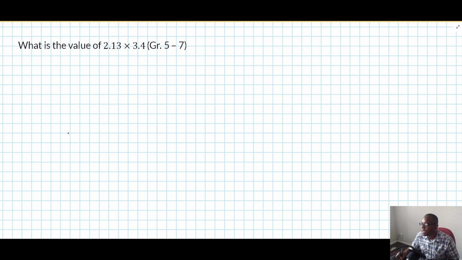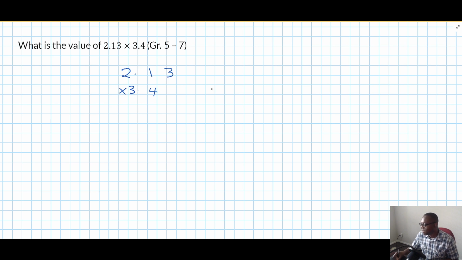So what is the value of 2.13 multiplied by 3.4? This typically gets introduced in grade 5, but it also gets up to about grade 7. Students tend to be asked this type of question. So here's the way I like to recommend this. 2.13 multiplied by 3.4. Some write it this way.